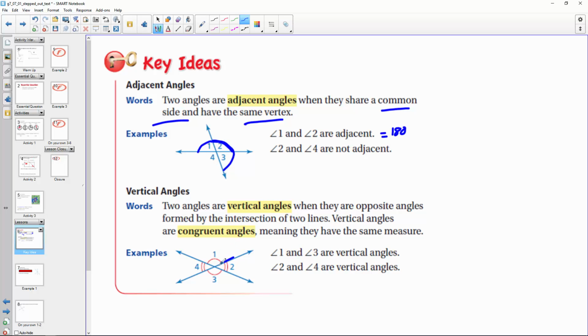Vertical angles are the other thing here. So if I have like angle 1, it forms that V to angle 3. So this angle measurement here is the same as this angle measurement down here. And those are called vertical angles. And if I measure them, they'll be congruent. Just like these vertical angles over here will also be congruent.